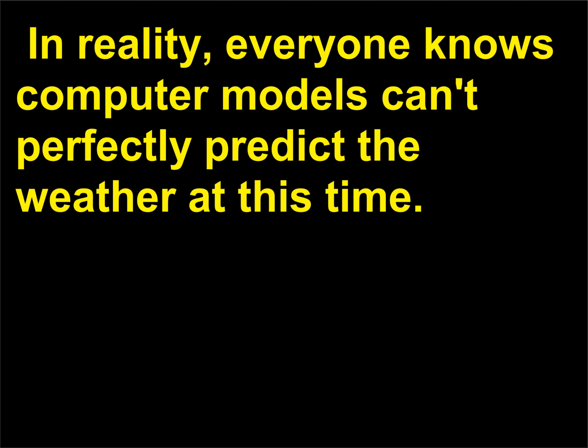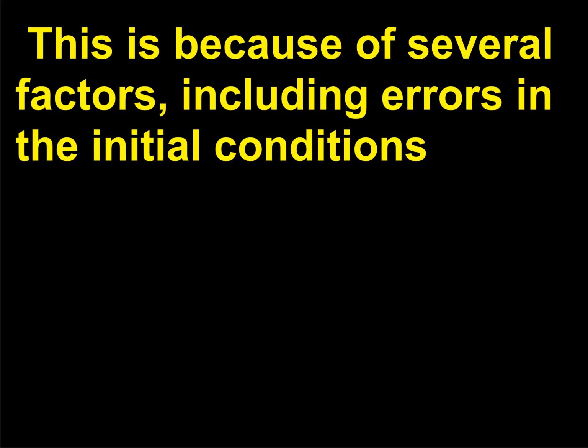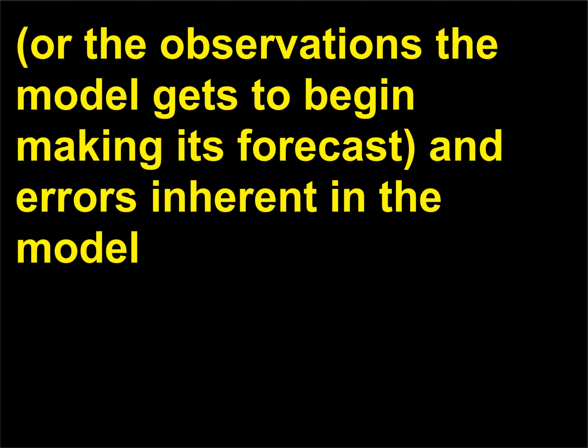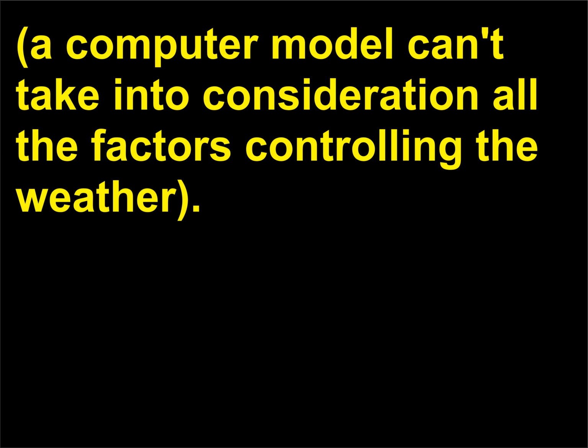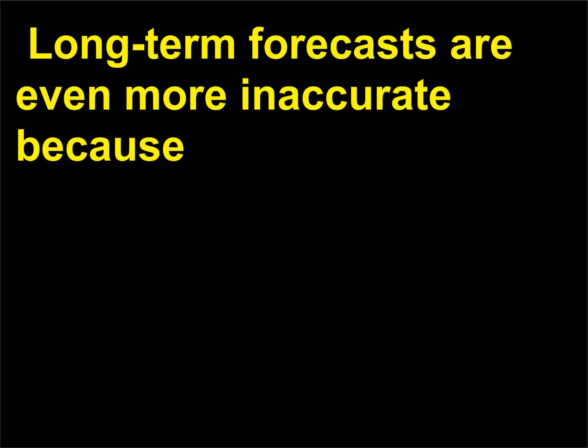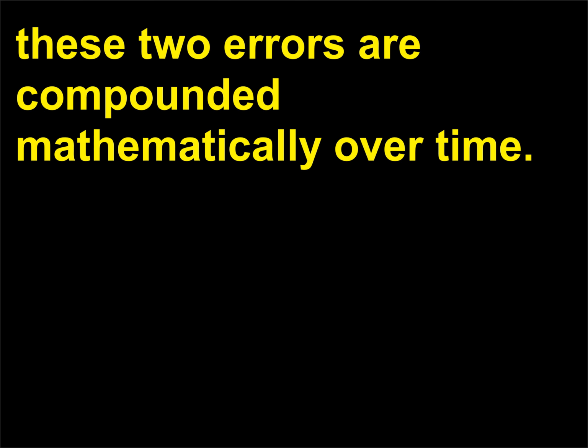In reality, everyone knows computer models can't perfectly predict the weather at this time. This is because of several factors, including errors in the initial conditions, or the observations the model gets to begin making its forecast, and errors inherent in the model. A computer model can't take into consideration all the factors controlling the weather. Long-term forecasts are even more inaccurate because these two errors are compounded mathematically over time.